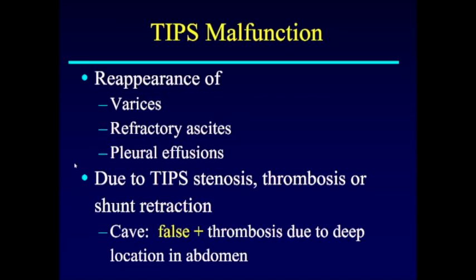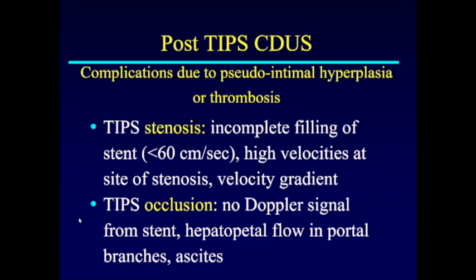When should you worry about malfunctioning of the TIPS? When you see reappearance of varices, when the ascites recurs, and when you see development of pleural effusions. And these are due to either TIPS stenosis or thrombosis or shunt retraction. Be careful sometimes if the shunt is really, really deep in the abdomen. If the patient is very big, you could falsely identify an occlusion or thrombosis. So complications due to pseudointimal hyperplasia or thrombosis result in TIPS stenosis or TIPS occlusion.